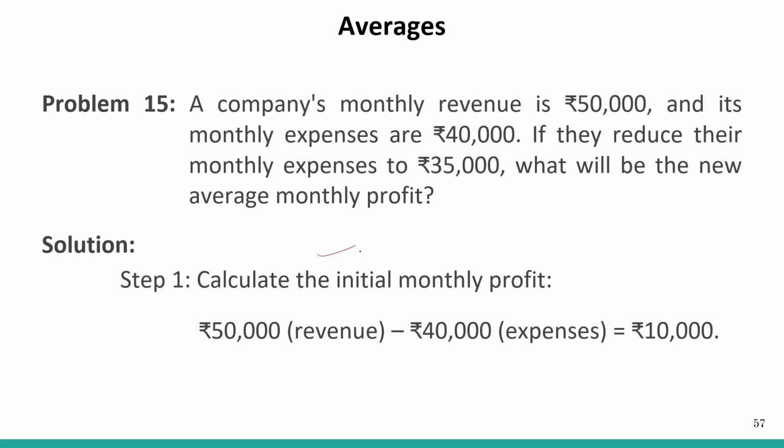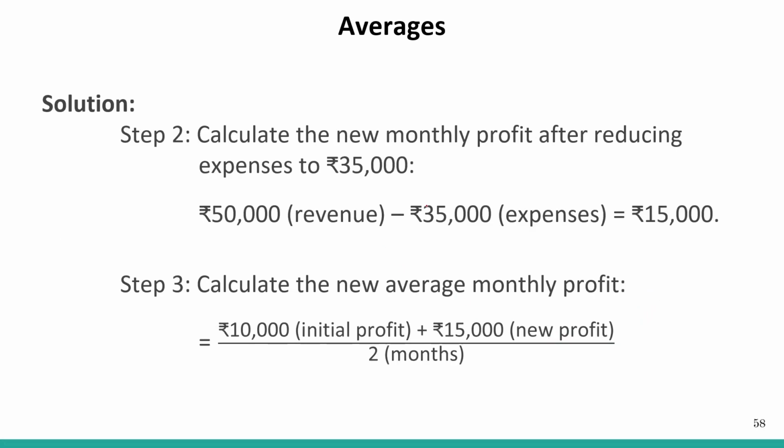So calculate the initial monthly profit: 50,000 minus 40,000 is equal to 10,000. Now calculate the new monthly profit after reducing expenses to 35,000: 50,000 revenue minus 35,000 expenses. That is equal to 15,000.